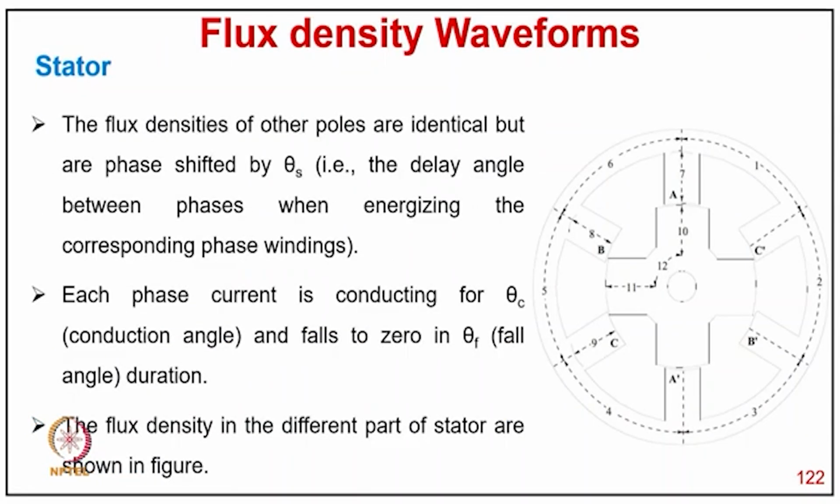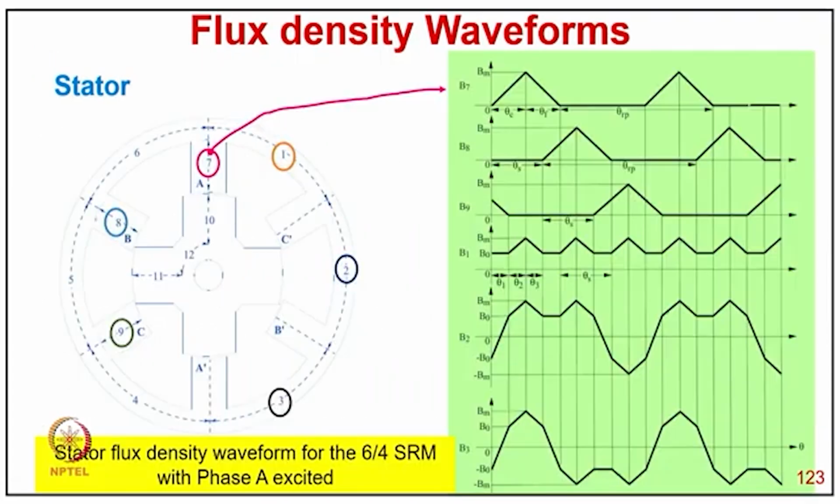Now coming first to the flux density waveform for the stator. The flux densities of the other poles are identical but are phase shifted by theta_s, that is, the delay angle between the phases when energizing the corresponding phase winding. Each phase current is conducting for the conduction angle theta_c and falls to zero during the fall angle duration, and the flux density in the different parts of the stator is shown in the figure.